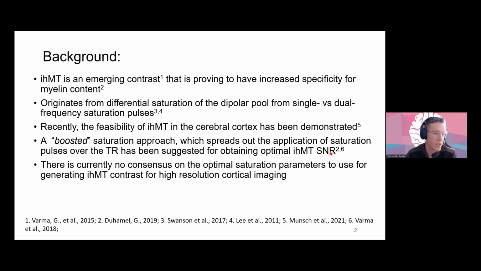But there's no real consensus on the optimal parameters to use for imaging, and this could depend on the time available, human versus animal imaging. So what we're really interested in is, if we put in some constraints and we wanted high resolution 1 millimeter imaging, what would that protocol look like?